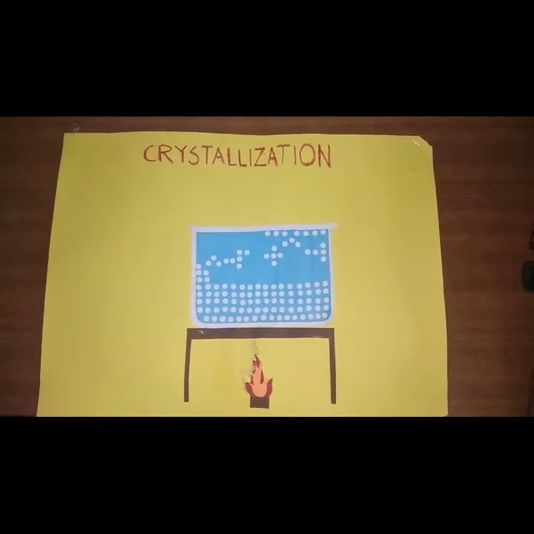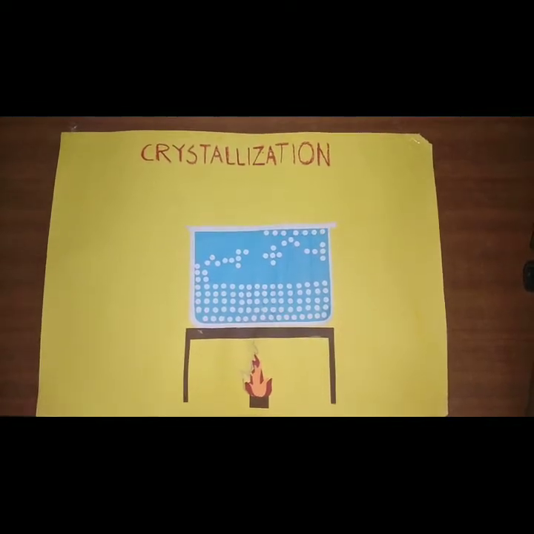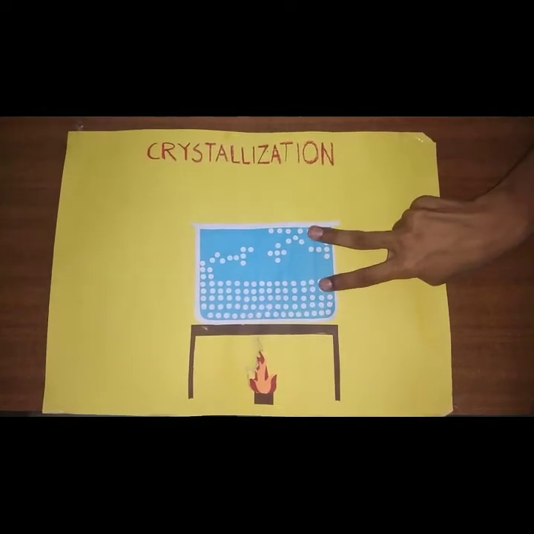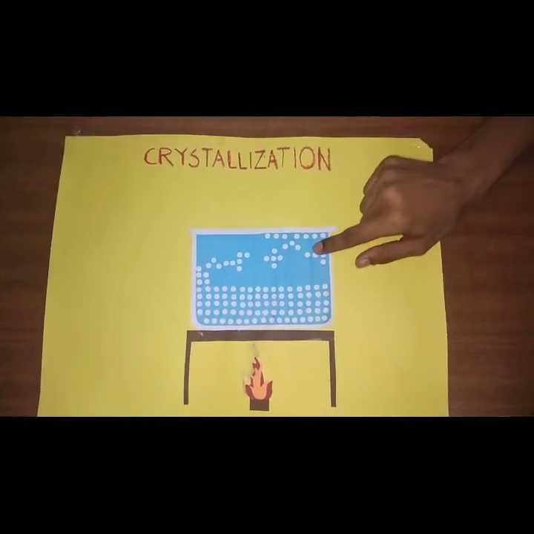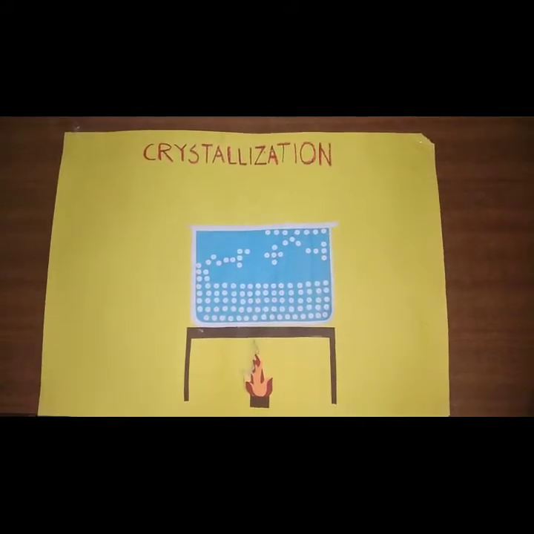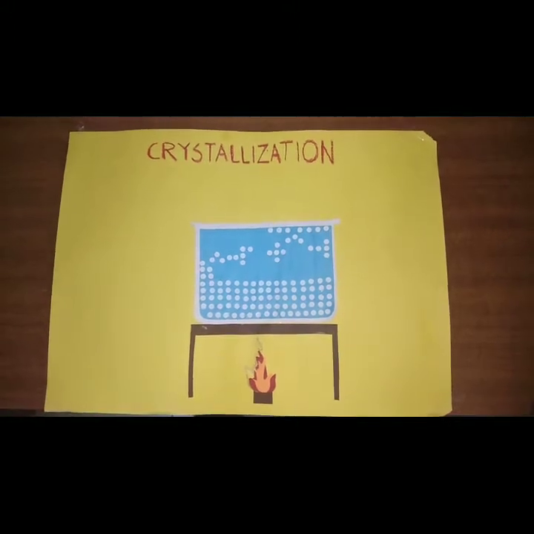This process of nuclei formation is called nucleation. Now, there are two types of nucleation: homogeneous nucleation and heterogeneous nucleation. What is the difference between the two?